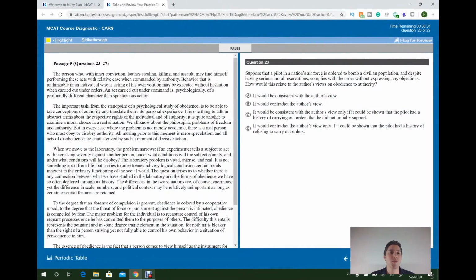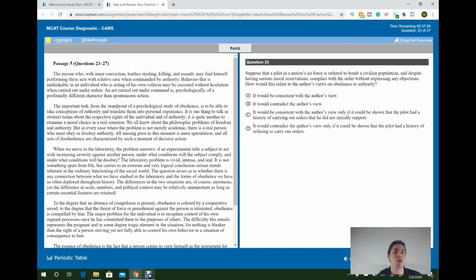So once you finish the first paragraph, we have an understanding of what it is to be obedient. So if we go to question 23, suppose that a pilot in a nation's air force is ordered to bomb a civilian population, and despite having serious moral reservations, complies with the order without expressing any objections. How does this relate to the author's view on obedience to authority?